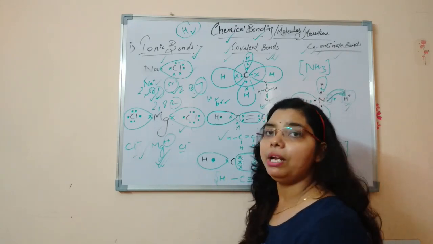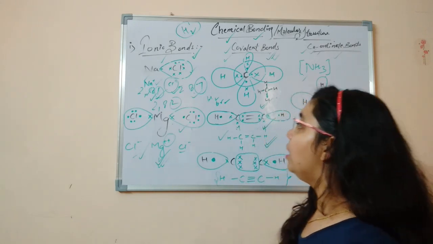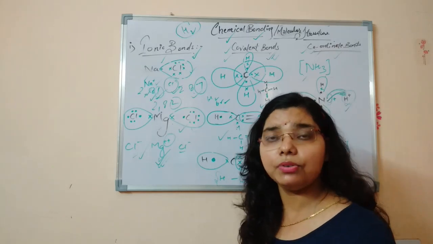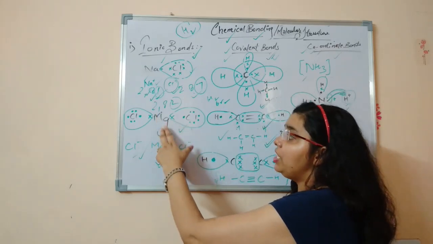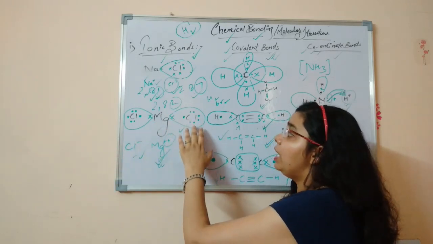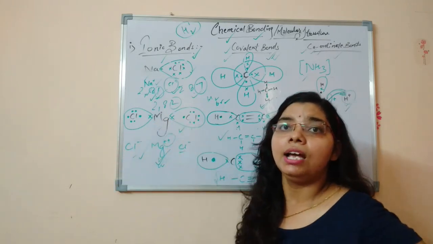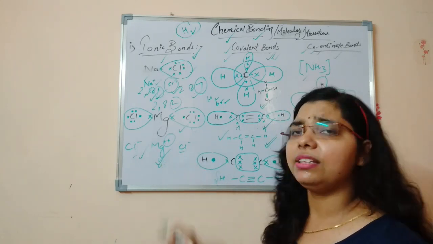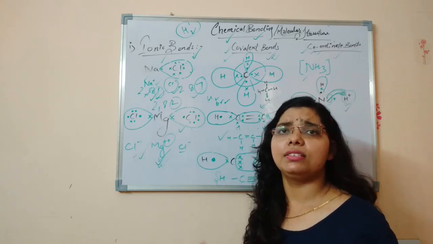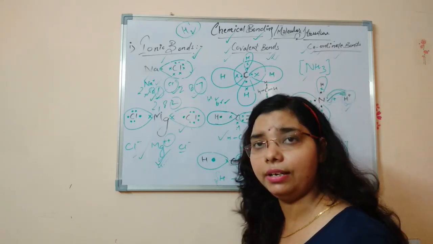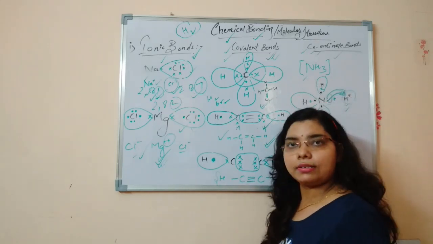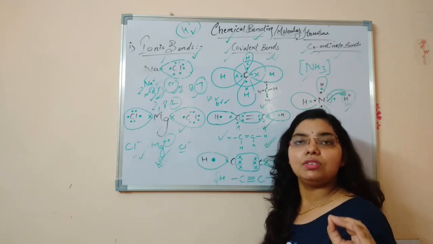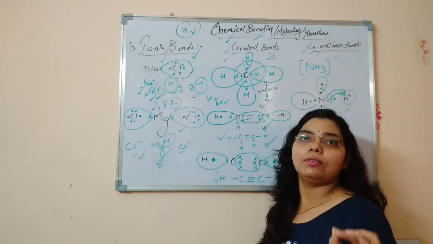Similarly, another example is magnesium chloride. In magnesium, the outermost valence electrons are 2. Each magnesium will donate 2 electrons, one to each chlorine atom, so that each chlorine carries a negative charge and magnesium is 2 positively charged. There are a lot of examples, like KCl, MgCl, HCl, where the ionic bond is there. So the key points of an ionic bond are accepting and donating. The acceptor is always negative and the donor is always positive.